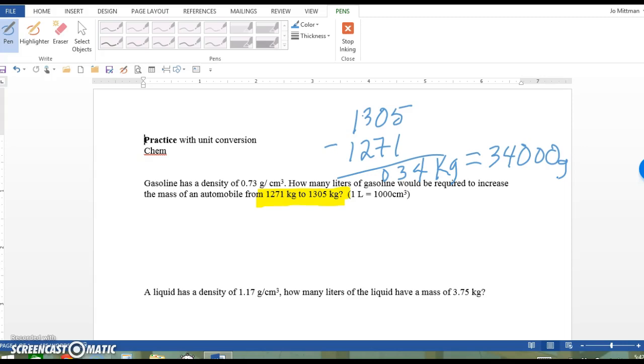Overall, I want to know this as a volume though. So somehow in my answer, that how many liters thing needs to be in my answer. There's a couple ways you can approach this, and I'll do this problem in 2 different ways. I know right here 1 liter, and it wants to know how many liters, so I can start with that. 1 liter is 1,000 cubic centimeters. Well, I know then that 1 centimeter cubed is also 0.73 grams of gasoline.